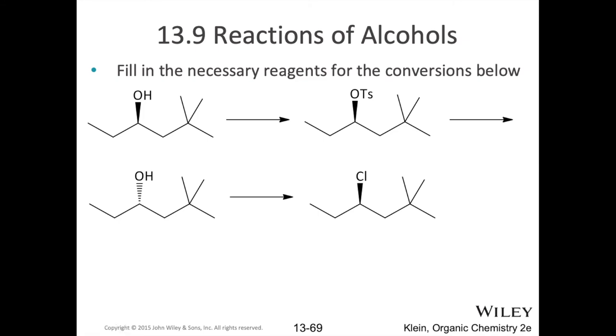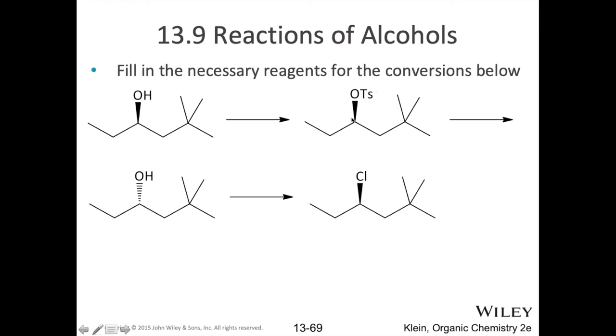Okay, so with that in mind, let's try a couple of these practice problems out. Ask yourself, what are the reagents we need to go from this starting material to each of the intermediates we see here? All right, so notice that we start off with an alcohol and we're converting it into a tosylate. So we remember to do that, we need tosyl chloride and pyridine, right? We need to have that base present to help.